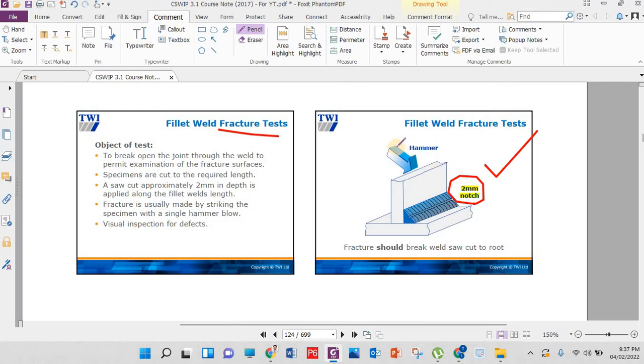If in the paper it says there is a specimen which has the welding and a notch, and you are fracturing it with a hammer or any external force, this test is known as the fracture test. Okay, very interesting, very easy. With the hammer, remember, we hammer into the root. We cannot do the hammering outward. No, no, no, this is wrong. Into the root, we need to hammer.